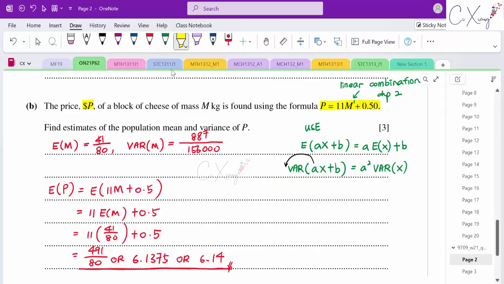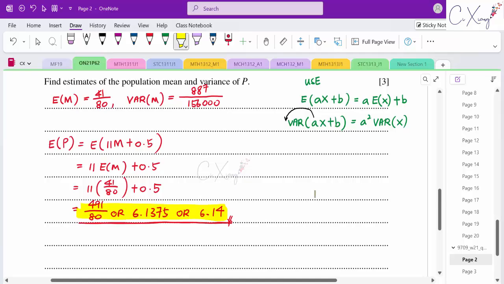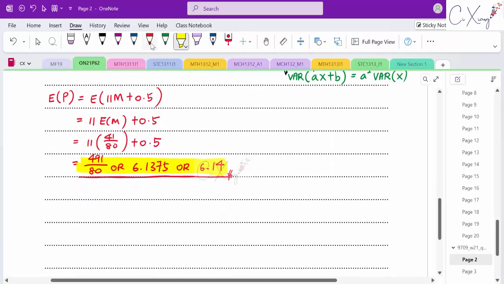Right? And please take note that when you want to substitute the value of the expected value of M, or the mean of M, please use the original value. So don't use the value that has been cut short into 3 significant figures. You have to use the original value and substitute it here. Alright? Okay, so continue.